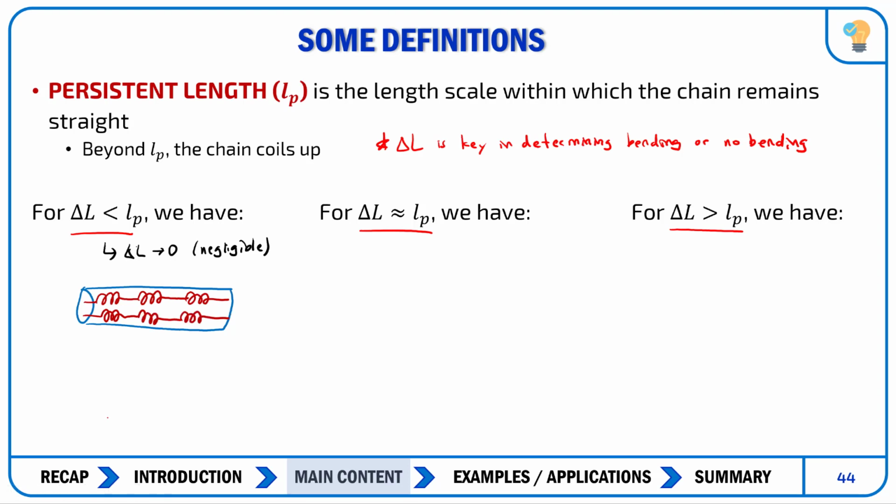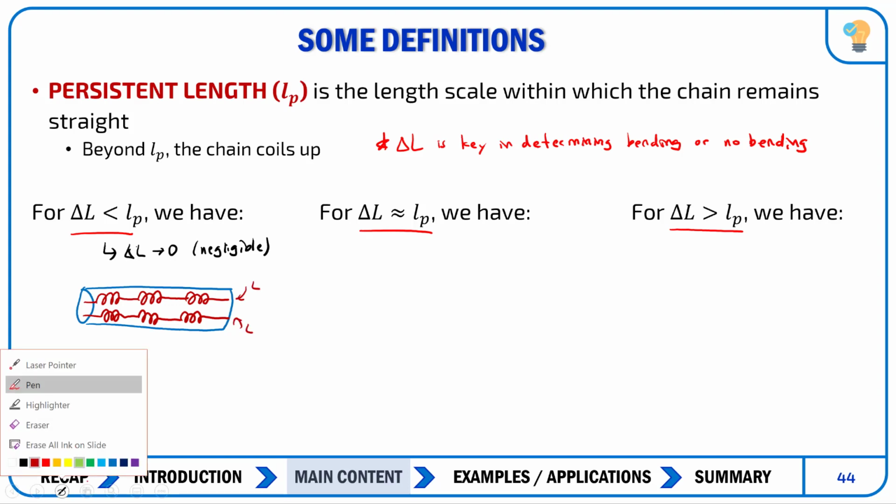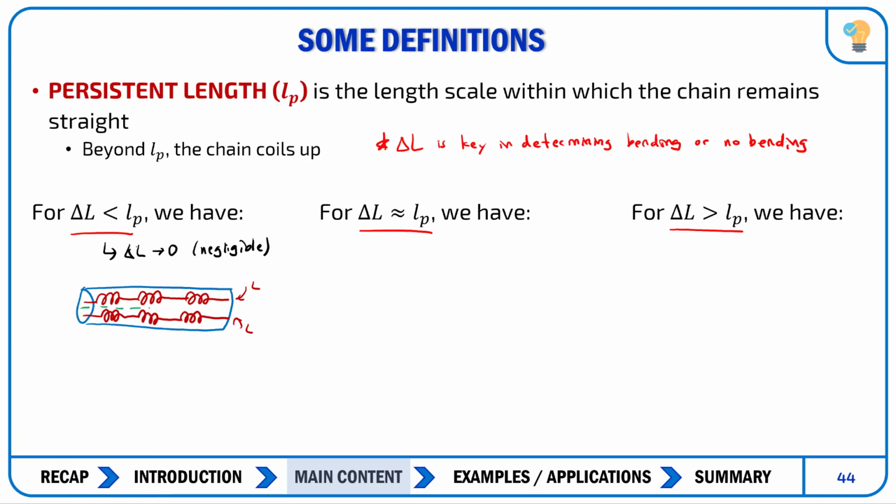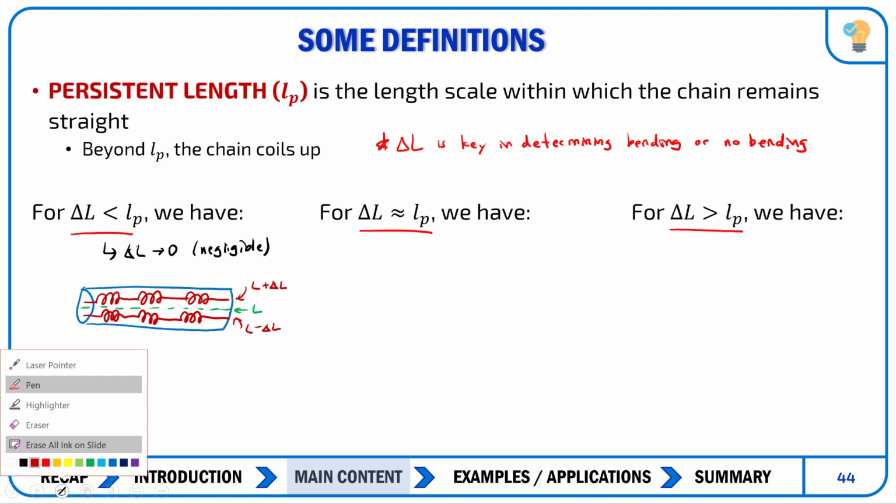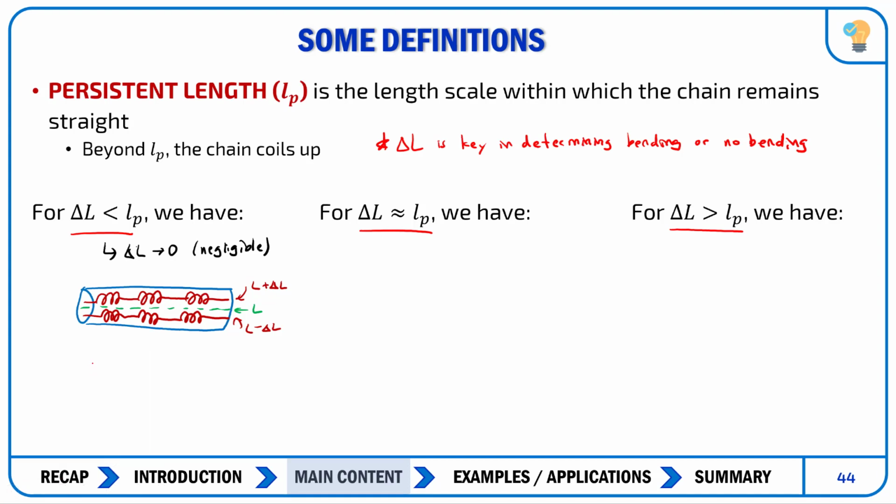Essentially we have this being a length of L, this being a length of L, and this also being a length of L. And we're saying that the plus and minus delta L is so small that it's much smaller than the persistence length. It's not going to have a huge effect on the bending of the rod, and therefore we can conclude that for delta L less than LP, we have a linear rod.